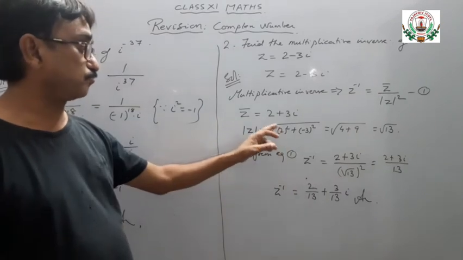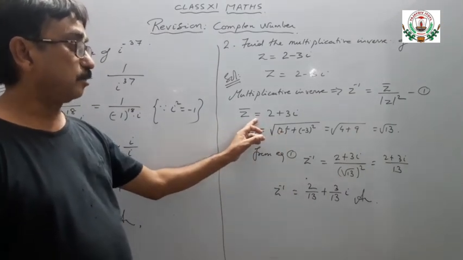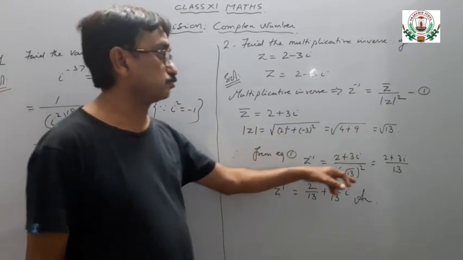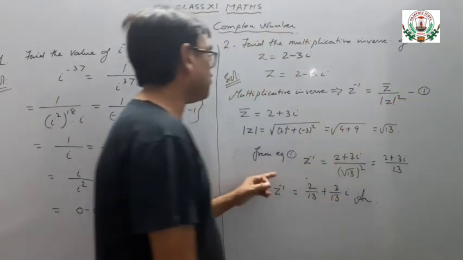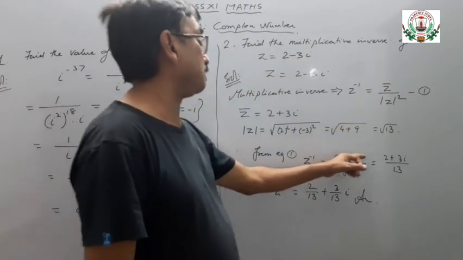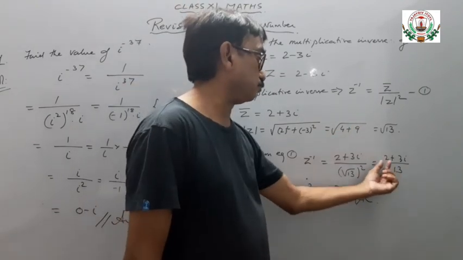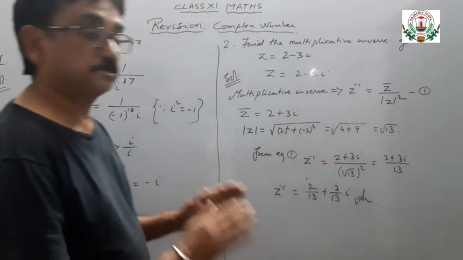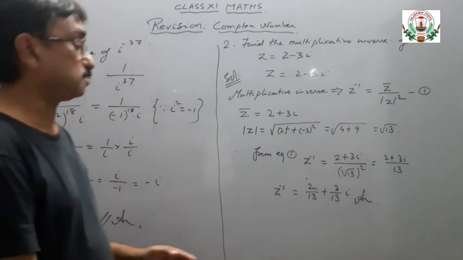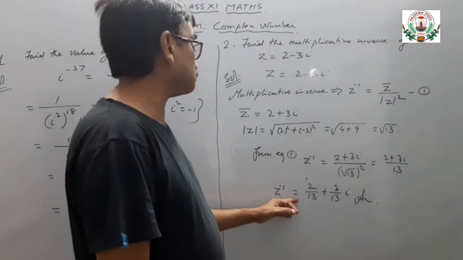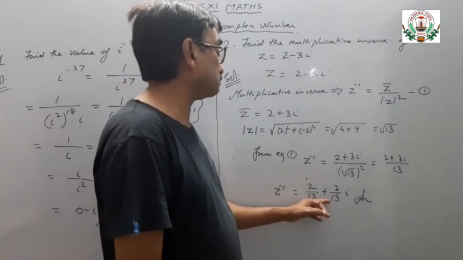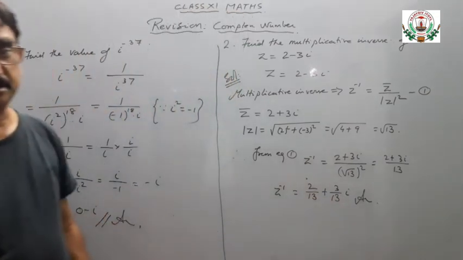Now we substitute the value of conjugate of z and modulus of z in equation number 1. So we get z inverse equals 2 plus 3i upon root 13 the whole square, so 2 plus 3i upon 13. Now we'll separate it in the form of a plus ib. Z inverse is equal to 2 upon 13 plus 3 upon 13 i.